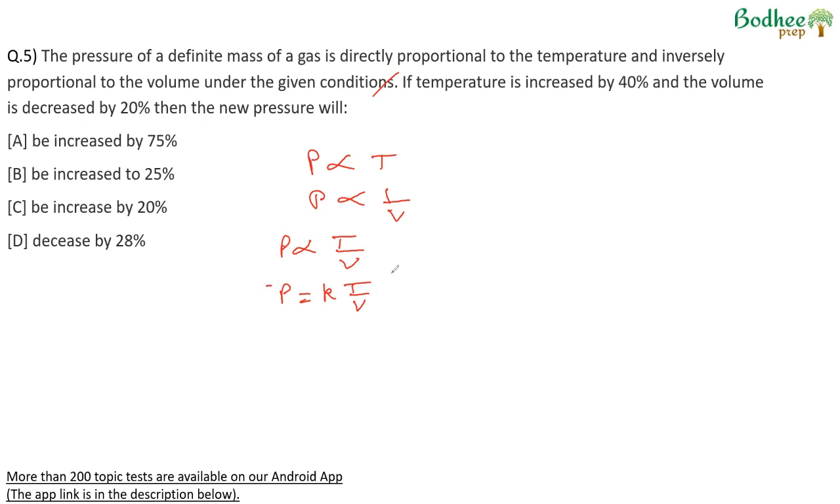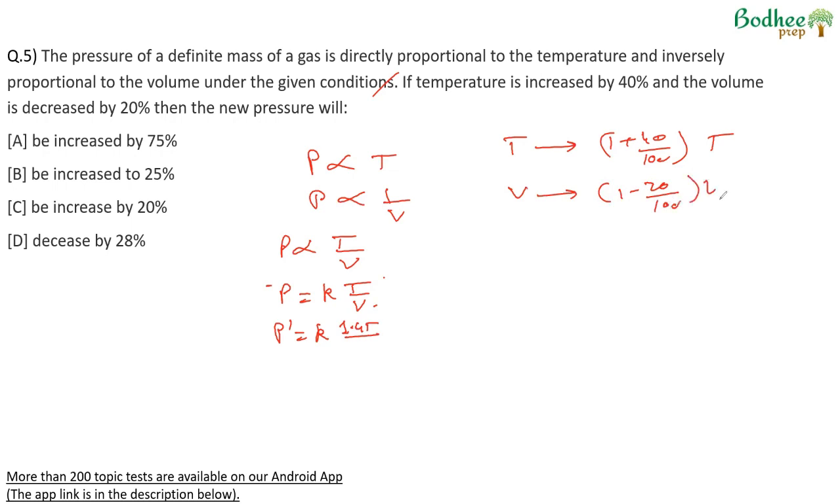Suppose the original pressure is P, original temperature is T, original volume is V. We know that P is equal to K into T by V. New pressure, which is P dash, will be K into temperature, which is increased by 40%. So T will become 1 plus 40 upon 100 into T, which is 1.4 T. Volume is decreased by 20%, so volume will become 1 minus 20 upon 100 into V, which will be 0.8 V. 100 minus 20, 80 upon 100. And therefore, new pressure will be 1.4 upon 0.8 into K into T upon V.